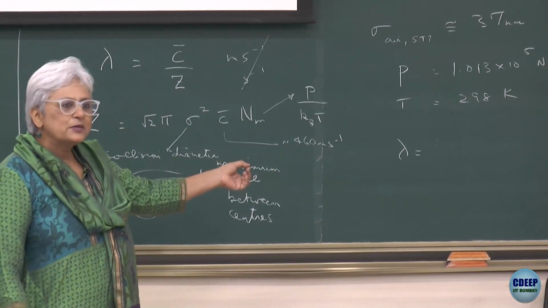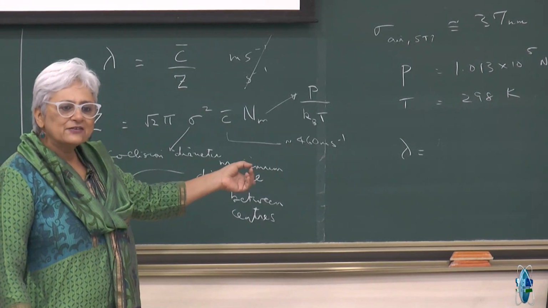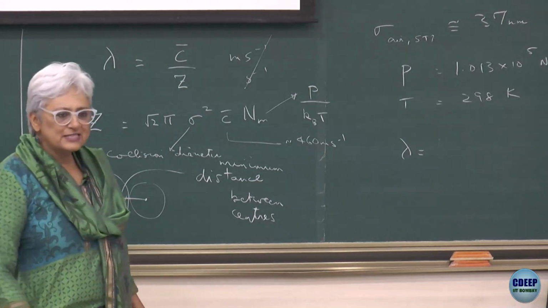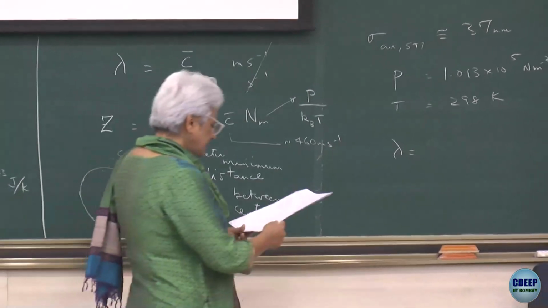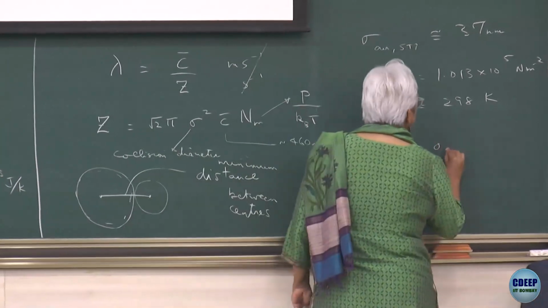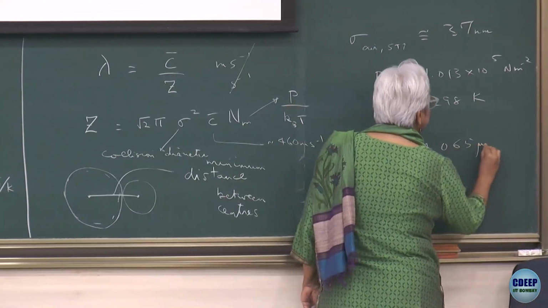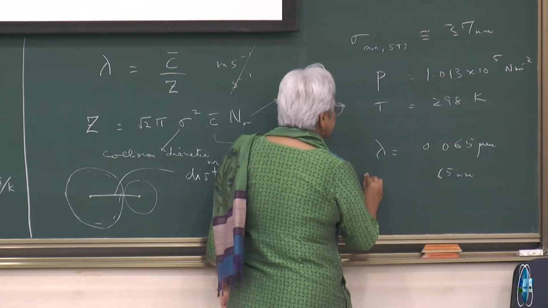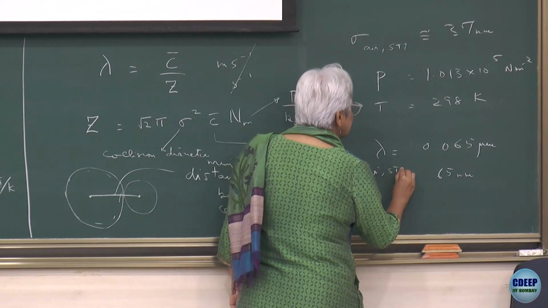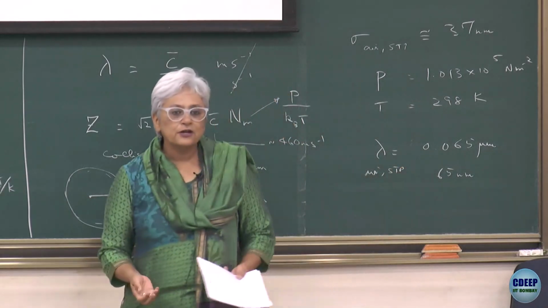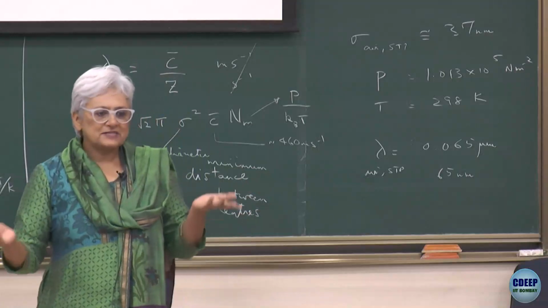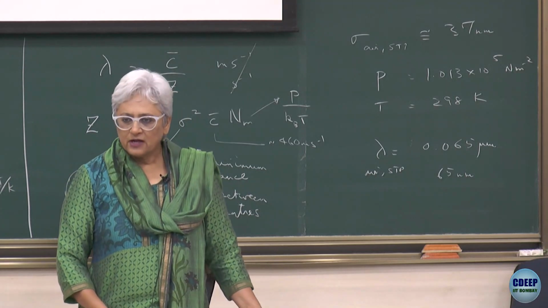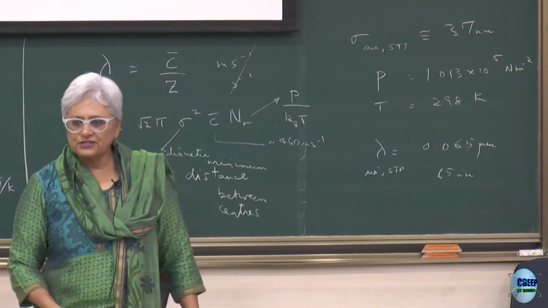So, then we go ahead and find a value for lambda by putting all these values in there, and what we end up with is 0.065 micron or 65 nanometer. This is again air at STP, where the mean molecular weight of air is 29 if you are looking at 80% nitrogen, 20% oxygen roughly as your molecular weight average, right?